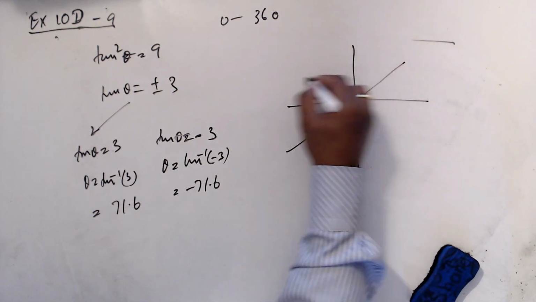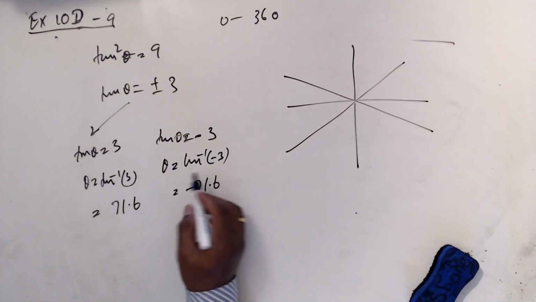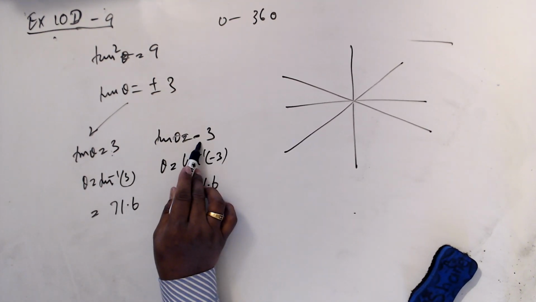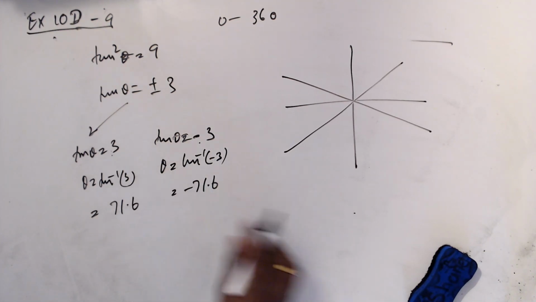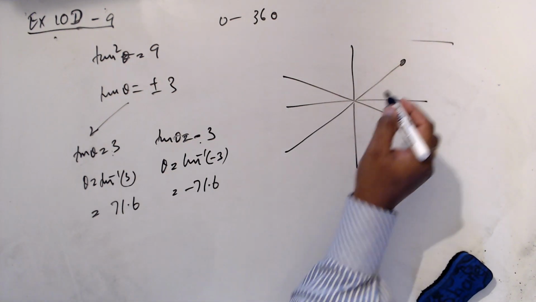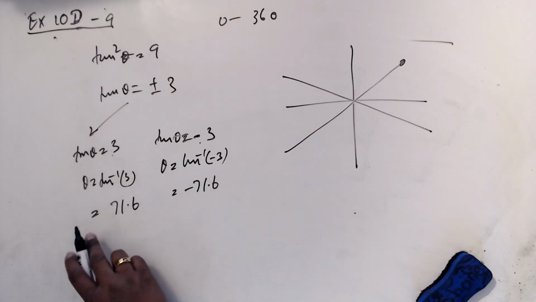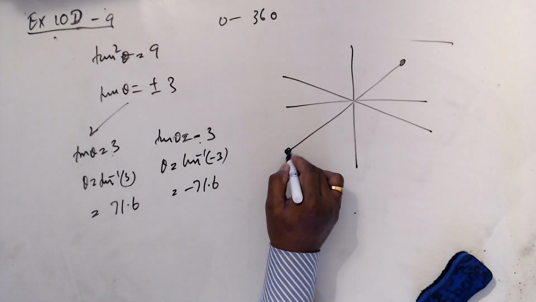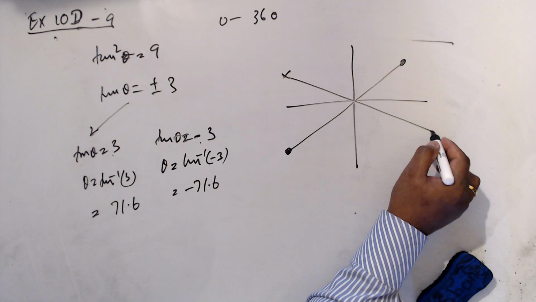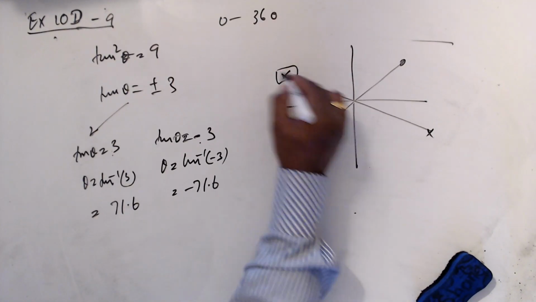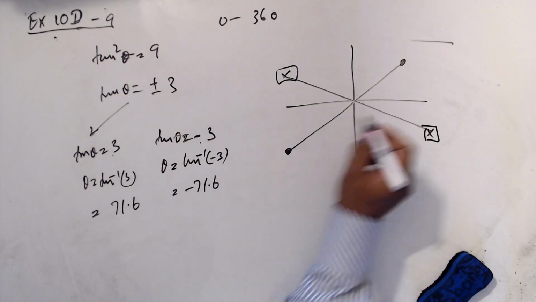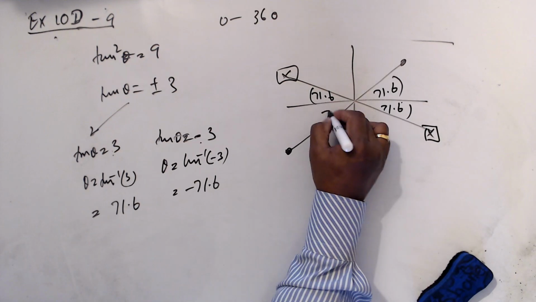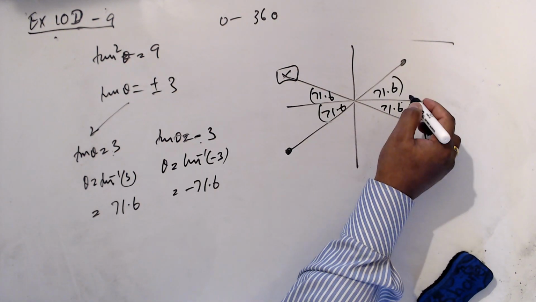In another way we can see that it doesn't matter whether tan is positive or negative, the size is the same. So basically now if it is positive we have to consider two answers, this one and this one. If it is negative, we have to consider the other two answers. Still the size is the same, 71.6. So there are four angles now.